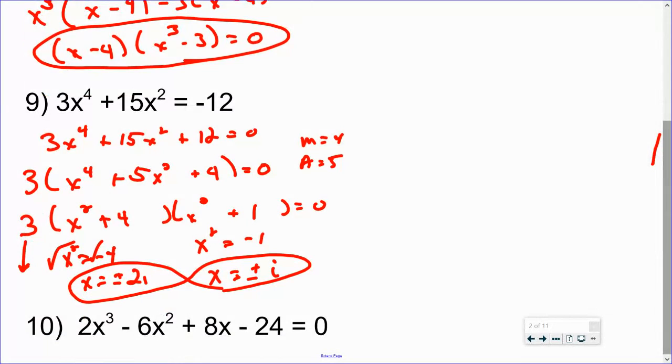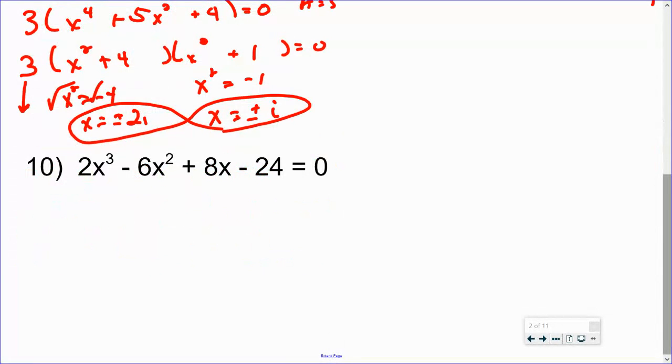And now this last problem here, this looks like a doozy. Well, I notice I can divide everything by 2. Now, I've been asked on occasions, do I have to do this? You don't have to do this. The advantage to doing it this way is it makes the numbers smaller. And that sometimes is a lot easier to work with.